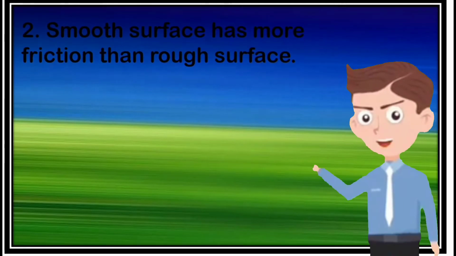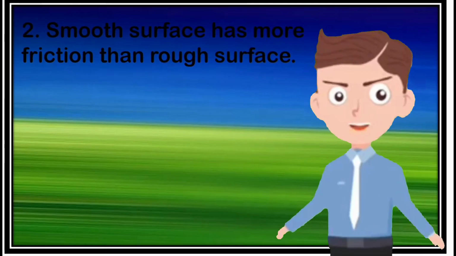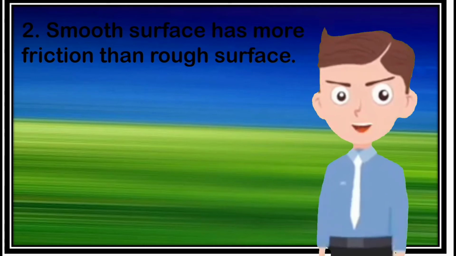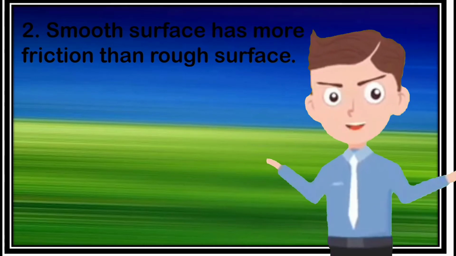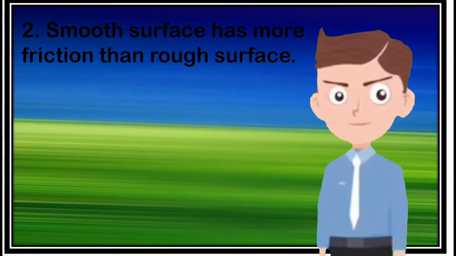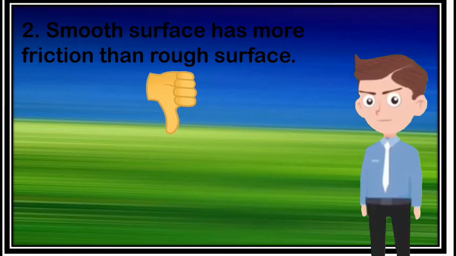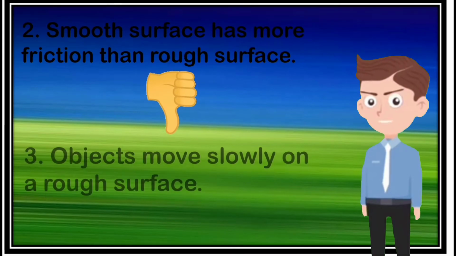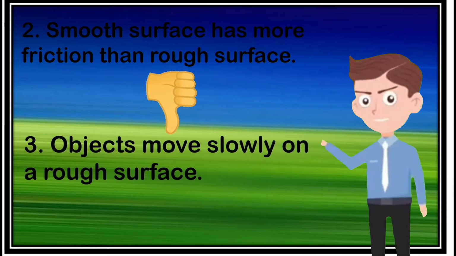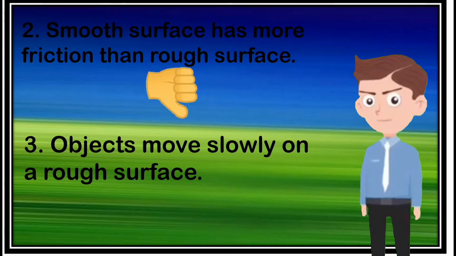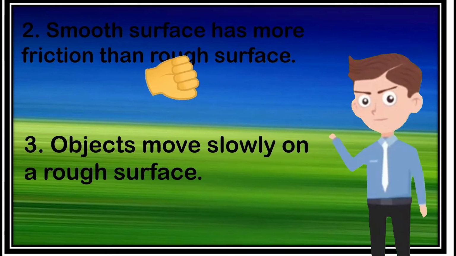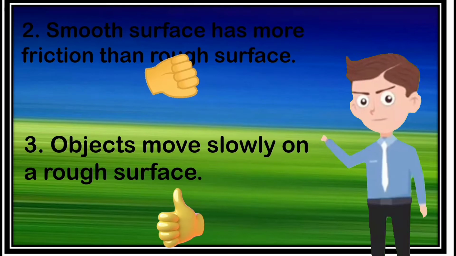Number 2. Smooth surface has more friction than rough surface. True or false? The correct answer is false. Number 3. Objects move slowly on a rough surface. True or false? The answer is true.